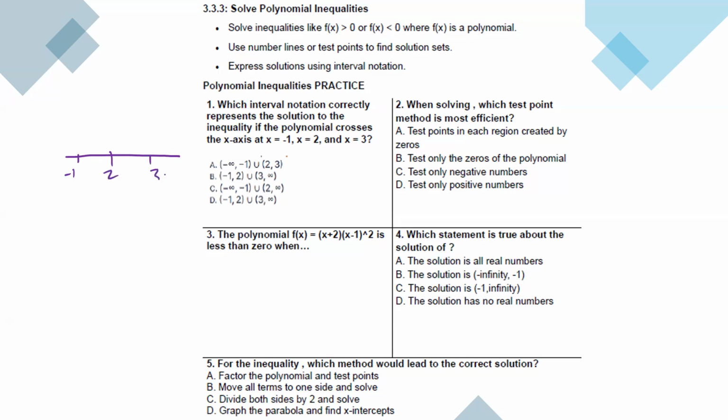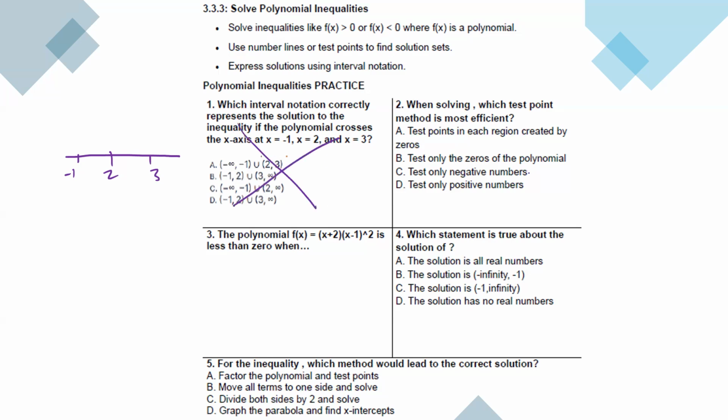-1, 2, and 3. Okay. So if you have a polynomial that is crossing, you would need a little bit more information of when it's positive and negative. Yeah, this is missing information.